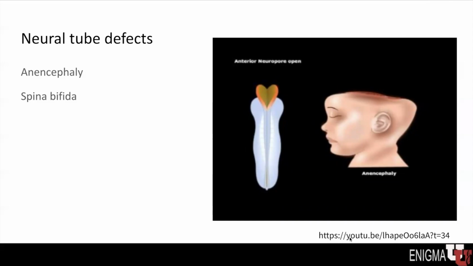And there is a video here. You see the link down below that you can watch to learn more about these neural tube defects. And obviously, during pregnancy, we would typically want to prevent neural tube defects from occurring. As a result, folate supplementation is often recommended during pregnancy in order to prevent neural tube defects.